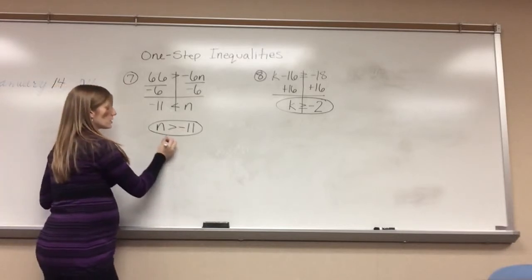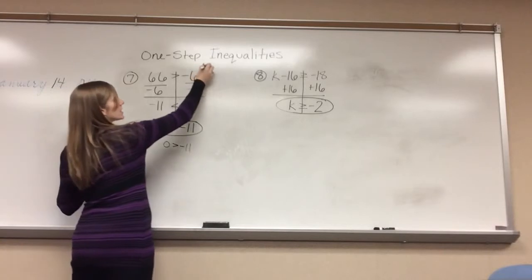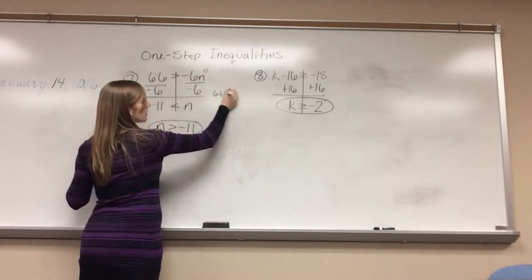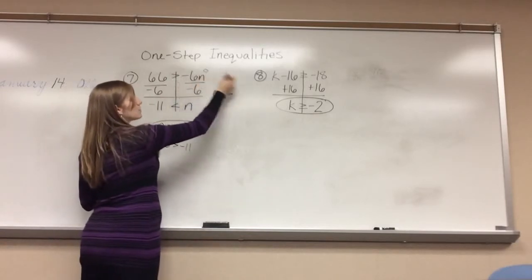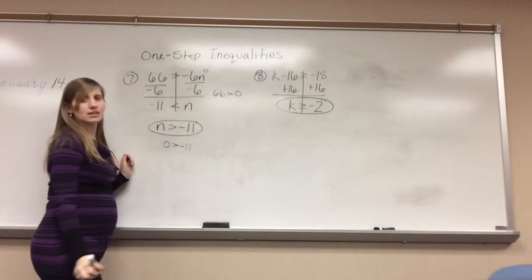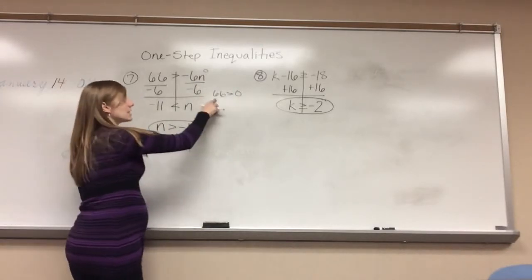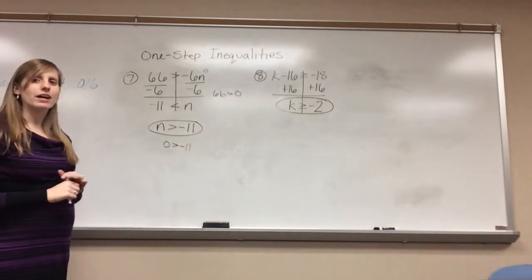So if I were you, I would have chosen 0 to check it if you wanted to check your answer. If I plug in 0 for n, my 66 stays the same, is bigger than, my inequality sign greater than. Negative 6 times 0 is 0. Again, this is why I choose 0 all the time because it's easiest to work with. 66 is bigger than 0 is true, so my inequality is correct.